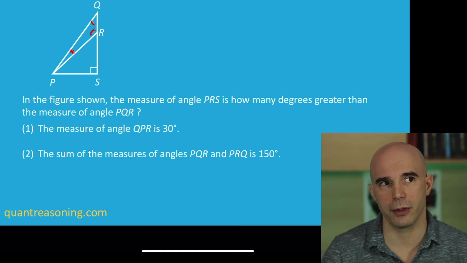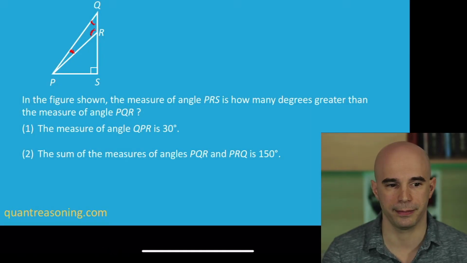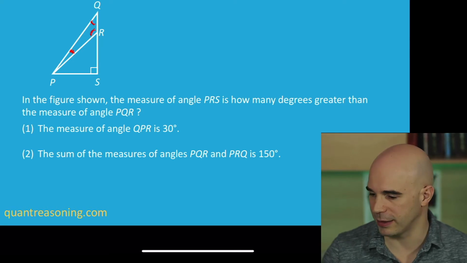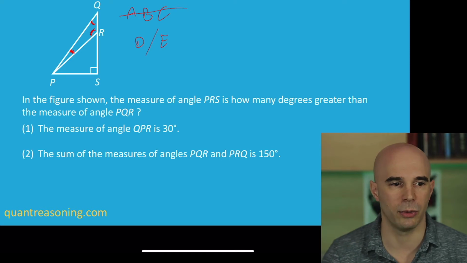So does anyone remember from the second section of the book, which answer choices can we eliminate without even reading the question? A, B, C. Fantastic. Good. So we can eliminate A, B, and C without even reading the question. This is either going to be D or E, and that's what we need to figure out.